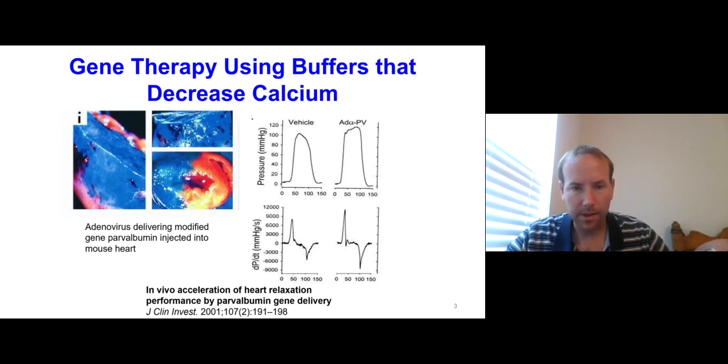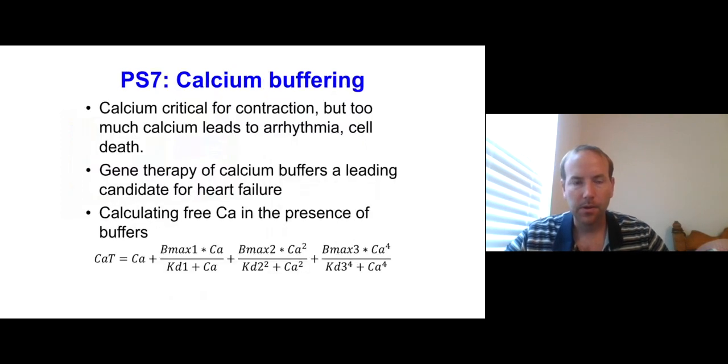And what they find is in this stained area here, this is the area where they injected this adenovirus into the heart. Then they measure the function, the pressure developed in the heart, either in a control example or, on the right-hand side, when this calcium buffer is overexpressed. They find that overexpressing this calcium buffer leads to stronger contractions and also stronger relaxations. So calcium is really critical, and it's a leading candidate for heart failure therapies.